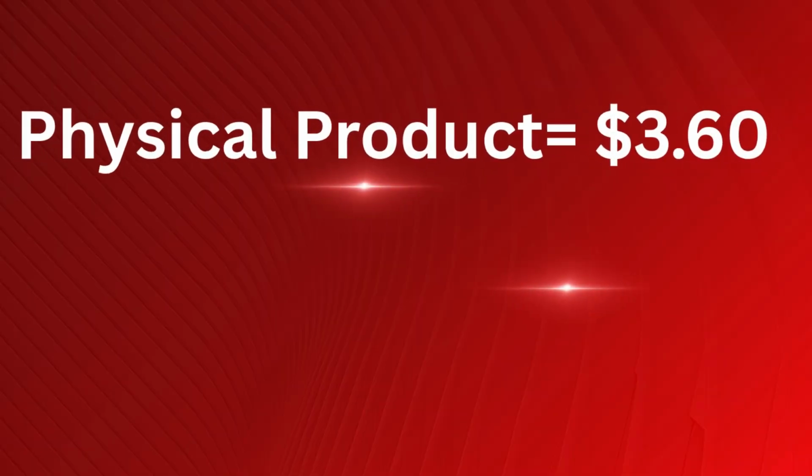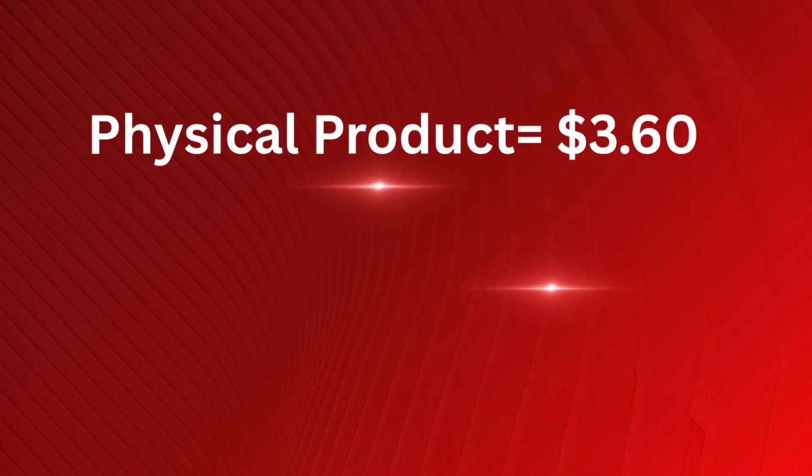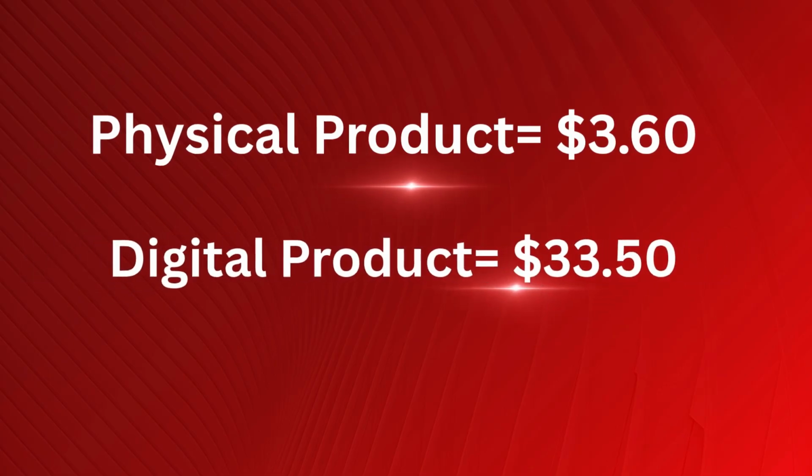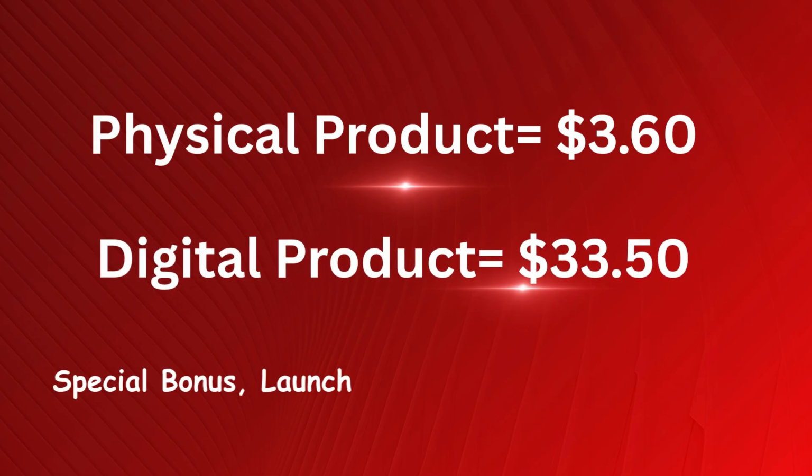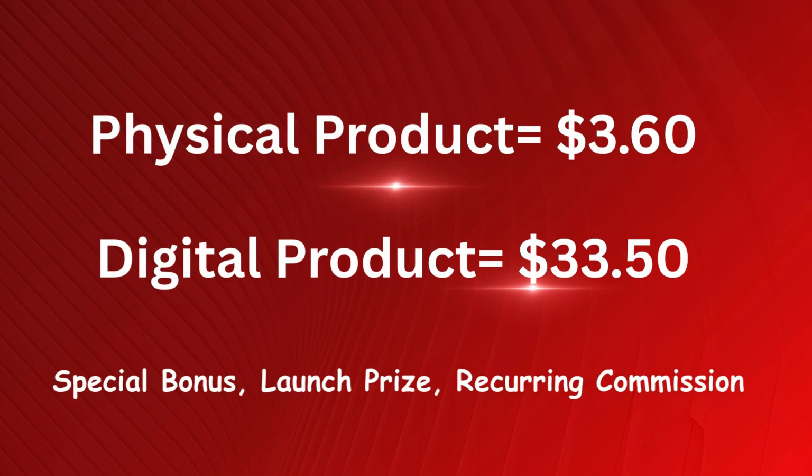Now, let's discuss physical versus digital products. Think about this. Selling a physical product gives you an average income of around $3.60 per sale. On the other hand, selling a digital product with the same effort can give you around $33.50 per sale. Plus, there are special bonuses, launch prices, and recurring commissions. So, if you want to start affiliate marketing today, I strongly recommend choosing digital products. It not only increases your income but also gives you time freedom and financial freedom.